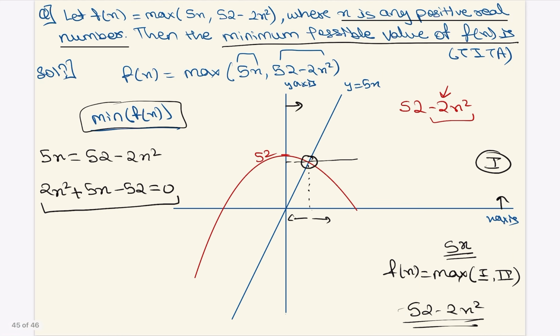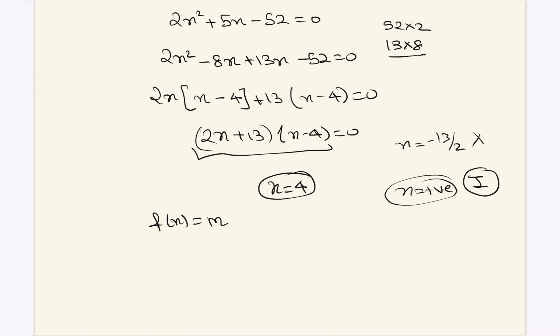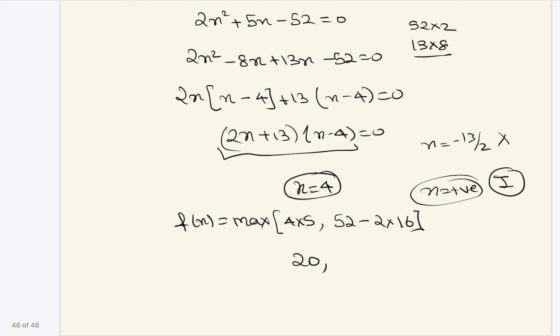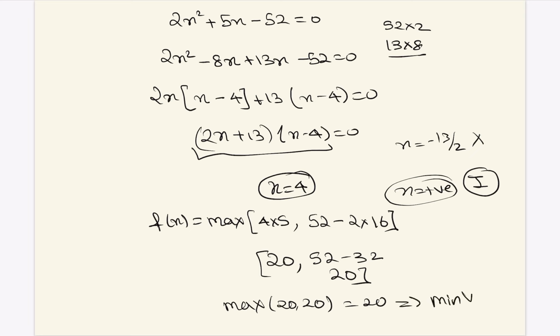So if we put that into the function, at that point f of x will have the minimum value. So f of x is the maximum of 5x, which is 4 into 5, so it's 20, comma 52 minus 2x square, which is 52 minus 2 into 16, so 52 minus 32, which is 20. So the maximum of these two, because they are equal, 20 comma 20, is 20, which is the minimum value of f of x.